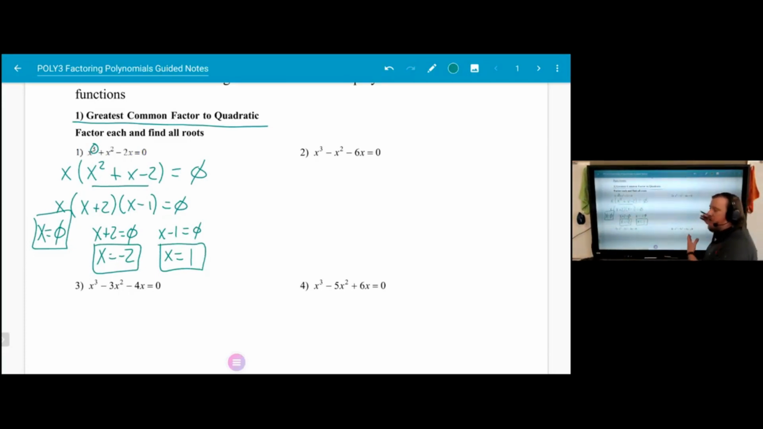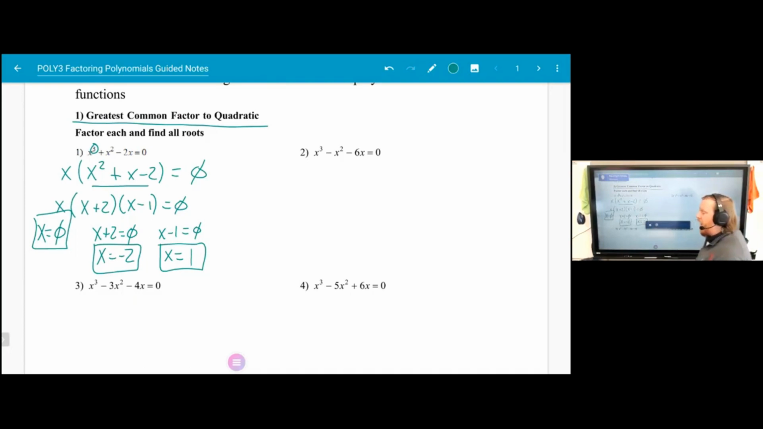Same thing. We're going to pull a greatest common factor out. Actually, I'm going to turn the brightness down a little bit here. There we go. I've got it. We're going to look at greatest common factor. I've got x cubed minus x squared minus 6x. Once again, they've all got an x in common. x times x squared minus x minus 6 equals 0.